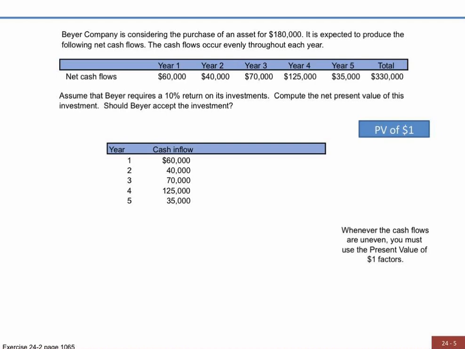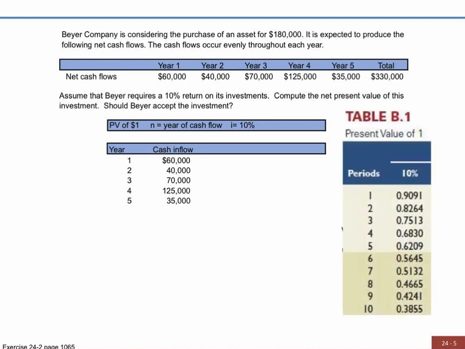Had every year 1 through 5 been an even amount, such as 60,000 in every year, then we could have used that annuity. But here with different cash flows in every year, or at least not the same cash flow in every year, the present value of $1 is what we're going to want to use. So we're also going to want to know the number, the year of the cash flow, as well as the interest rate, so that's the amount we're discounting it back.